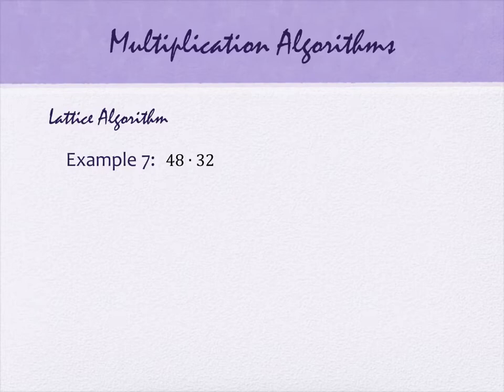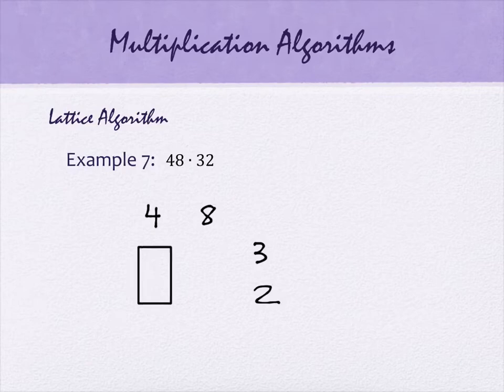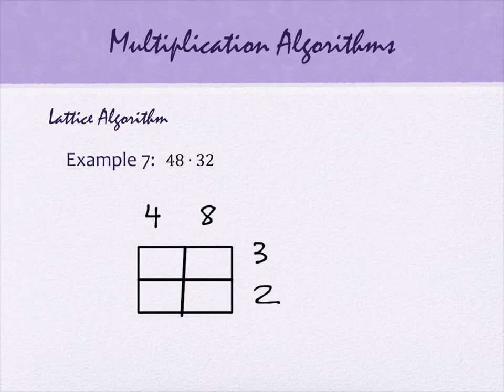So here's the way lattice multiplication looks. Instead of breaking the 48 into 40 and 8, we just write it as a 4 and an 8. So we're doing the single digits. And we're doing the 32 as a 3 and a 2. And we're still drawing a box, much like partial products, and making our grid 2 by 2. So all of that matches. Here's where it changes. Inside of my grid, I'm going to divide each of my boxes diagonally, like this.